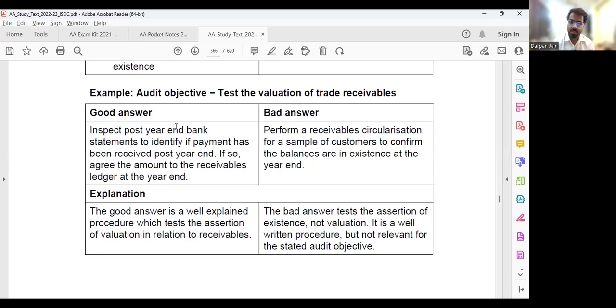Clear about receivable circularization? So for valuation, what should you do? If you want to check whether the value of the trade receivables is correct or not, you should check that the trade receivable might have been received after the year end, right? Check whether the company has received that amount after the year end. Clear?